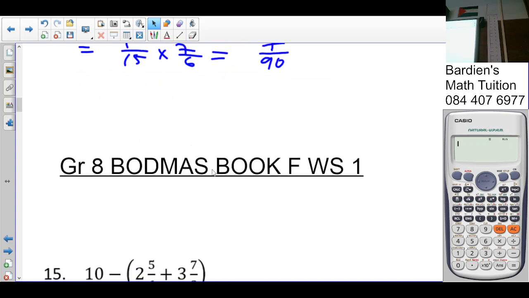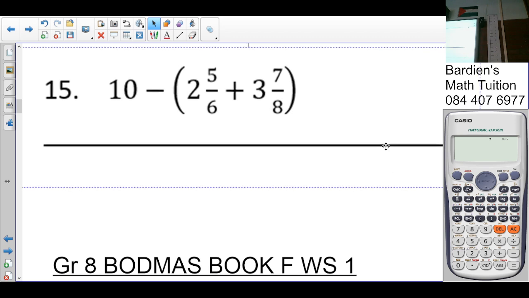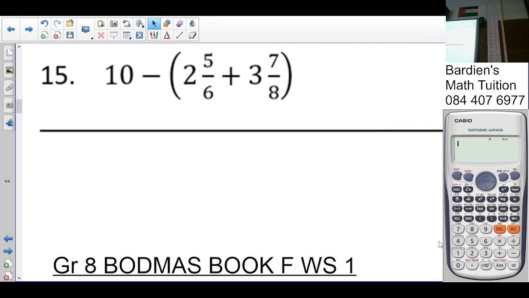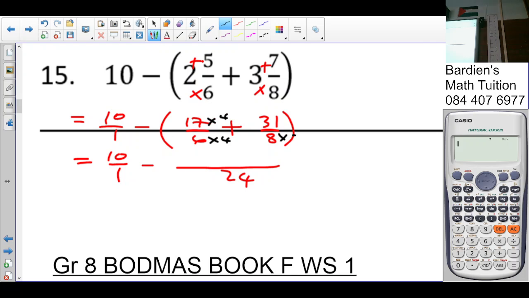Any confusion there? The last question, number 50. What needs to be done first? Improper fractions. Multiply and add. So that's going to give us 10 over 1 minus, that's 12 plus 5 is 17 over 6, plus 31 over 8. Is that correct? What's your LCM here? 24. So I must multiply this by 4, and that you multiply by 3.